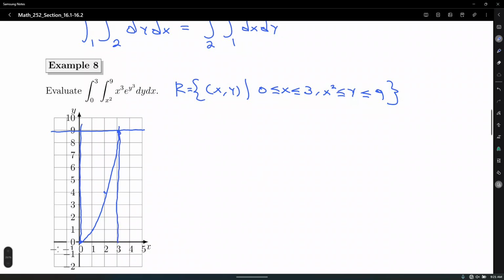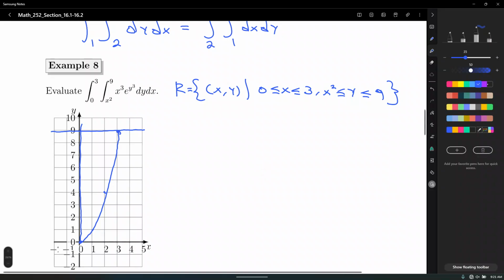All right, so this is going to be our region of integration R. Let's shade it. Of course, make sure to shade your regions of integration. And let's call this R.